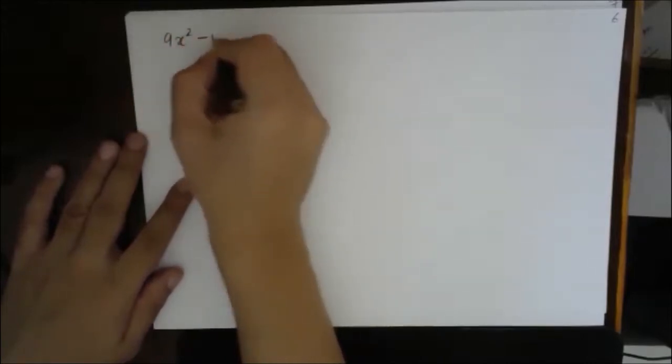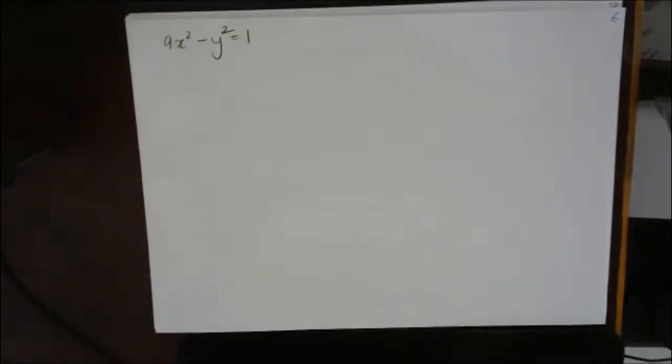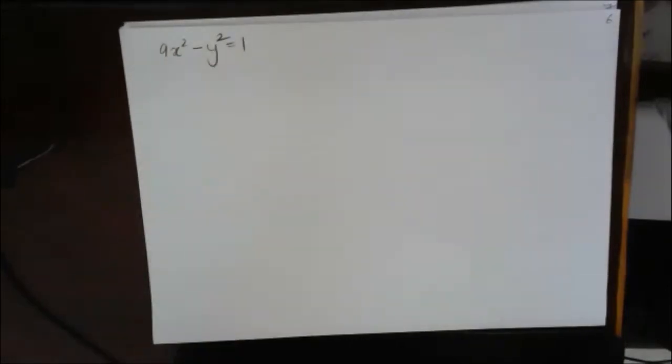Okay, so the hyperbola given is by equation 9x square minus y square is equal to 1. You have to find the length of latus rectum, you have to find the directrix, you have to find the vertex, everything you have to find for this hyperbola. Okay, find it.